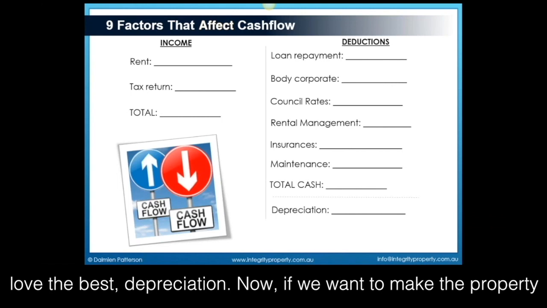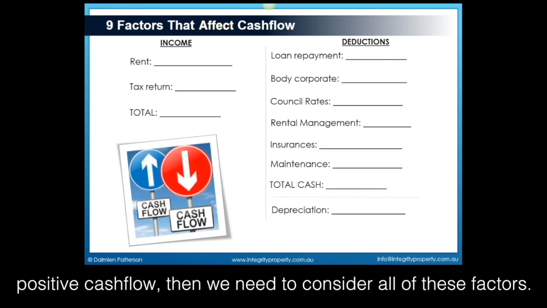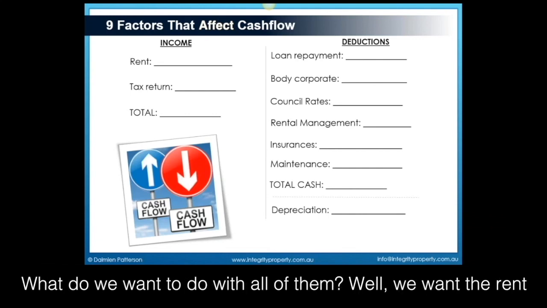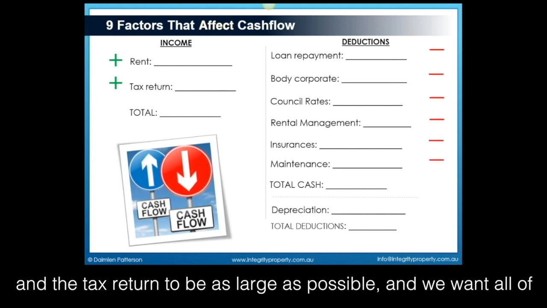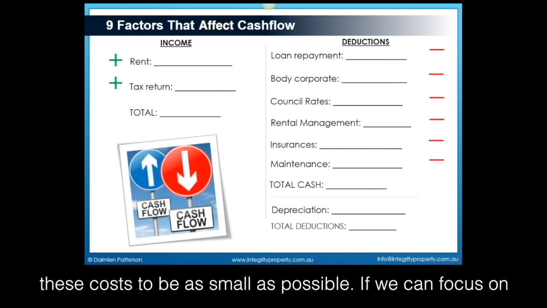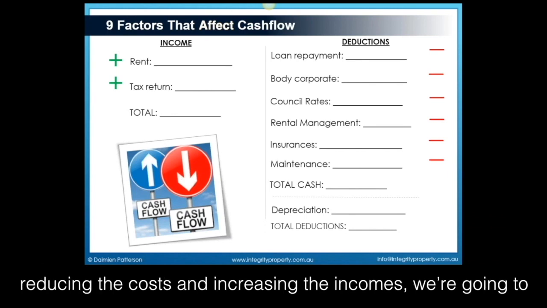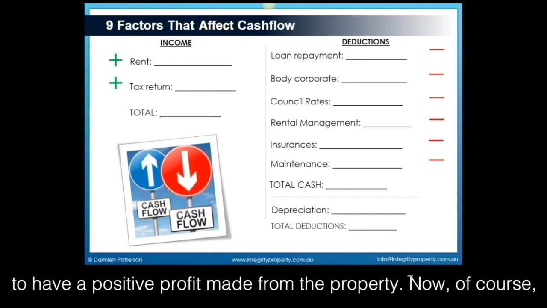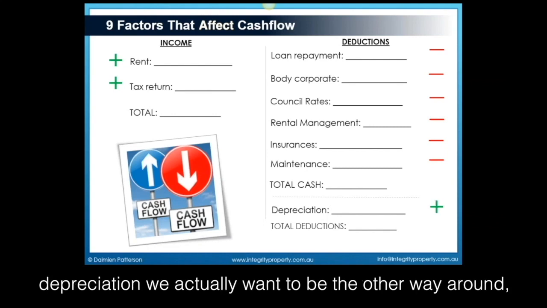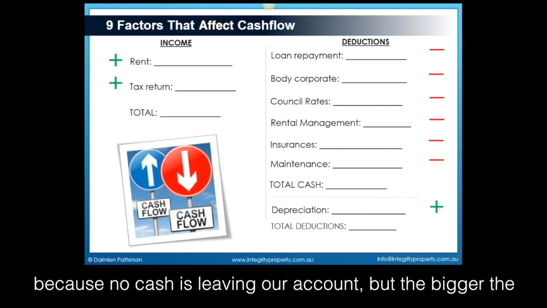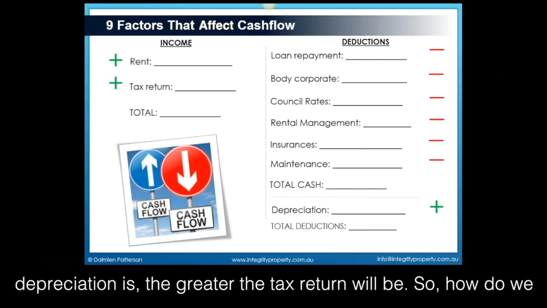Now, if we want to make the property positive cash flow, then we need to consider all of these factors. And what do we want to do with them? Well, we want the rent and the tax return to be as large as possible. And we want all of these costs to be as small as possible. If we can focus on reducing the costs and increasing the incomes, we're going to have a positive profit made from the property. Now, of course, depreciation we actually want to be the other way around because no cash is leaving our account, but the bigger the depreciation is, the greater the tax return will be. So how do we do that?